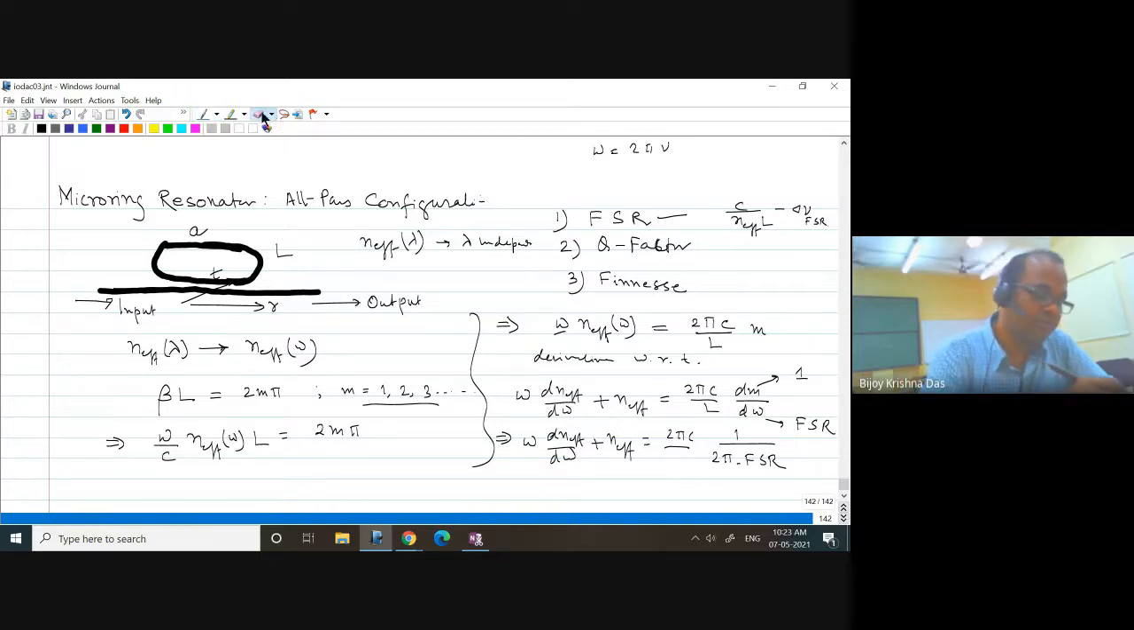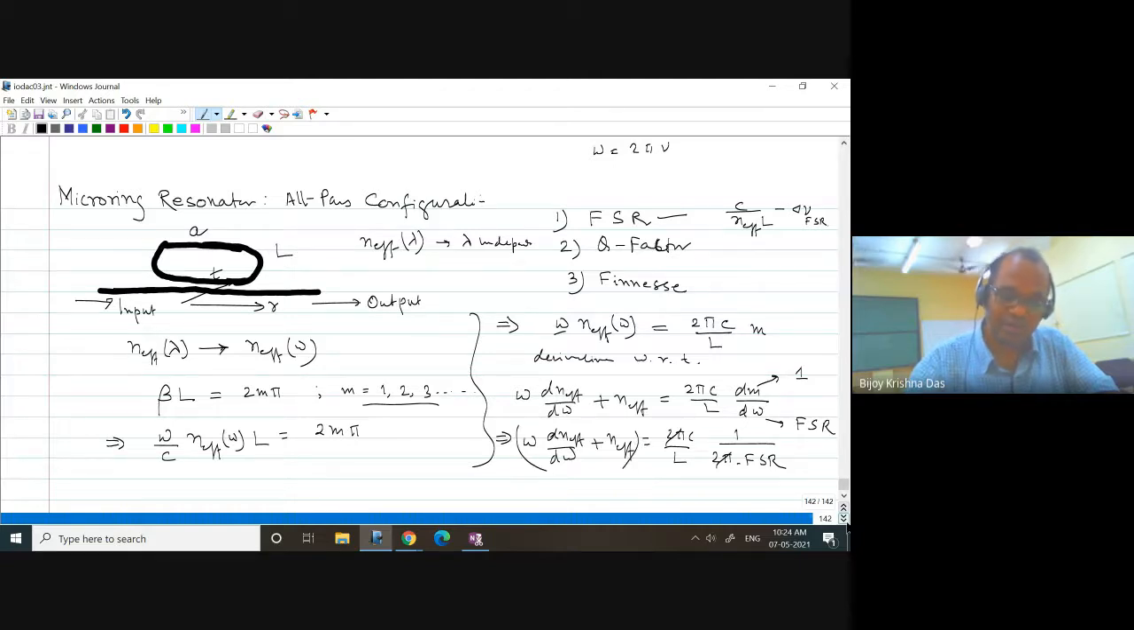Lambda nowhere. So that's correct. So it would be L. Thank you. So this is the situation. Now this 2 pi cancels, right? Now if I just simply write FSR equal to C by L times this particular thing.